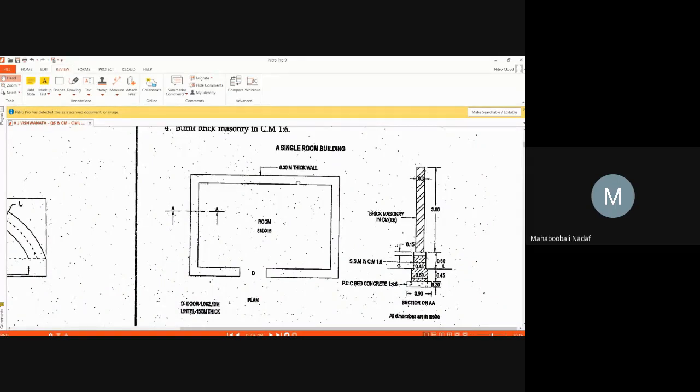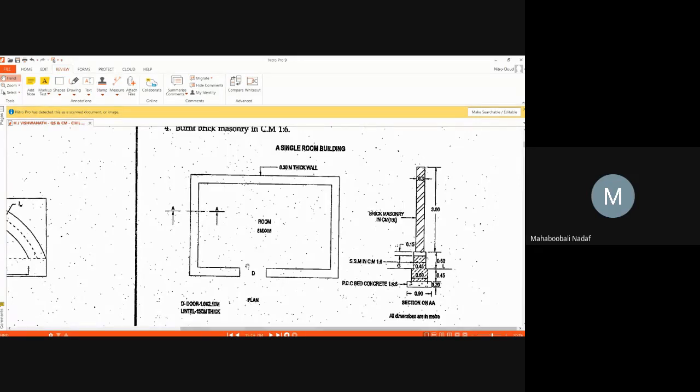Now it is one single room. Its dimension is 6 meter in this X direction, 4 meter in the Y direction. Easily you should understand, 6 meter, generally we consider it as long wall distance. 4 meter in the Y direction, that is short wall distance.